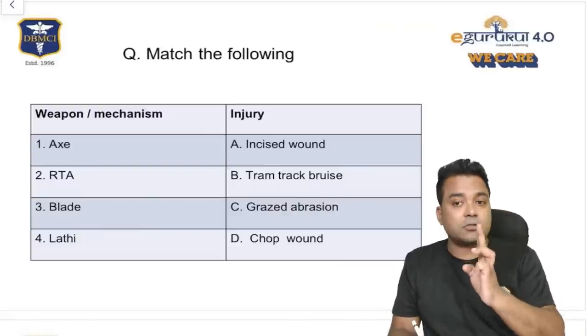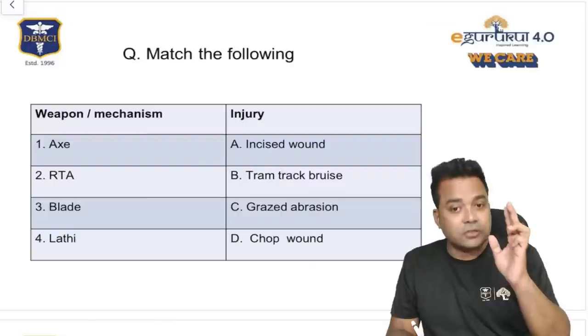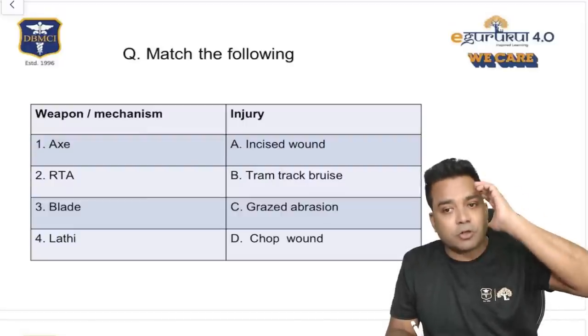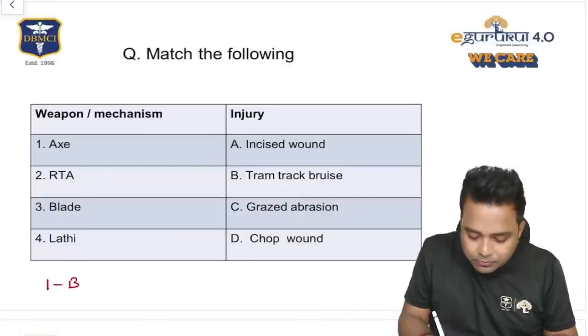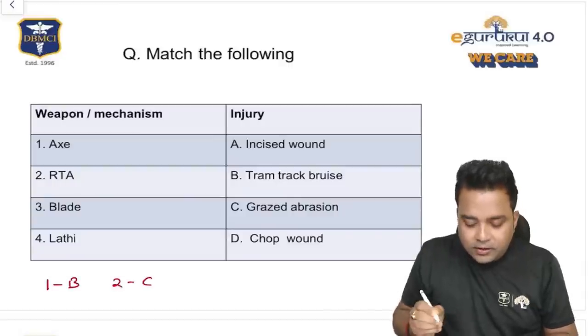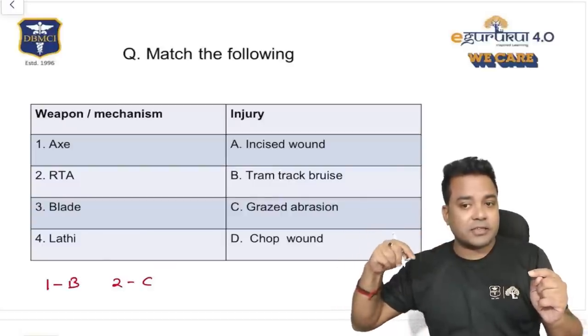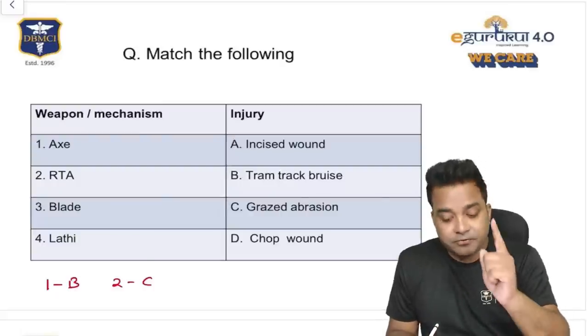Now, these questions should never be left, be it of any subject. Because there is a probability of you solving the question even with 50% knowledge about the topic. Why? Because the options will be like one will go with B, two will go with C. Even if you match two options and you see there is no other option matching with that same thing, you will be in a position to solve the question. So never leave match the following questions.